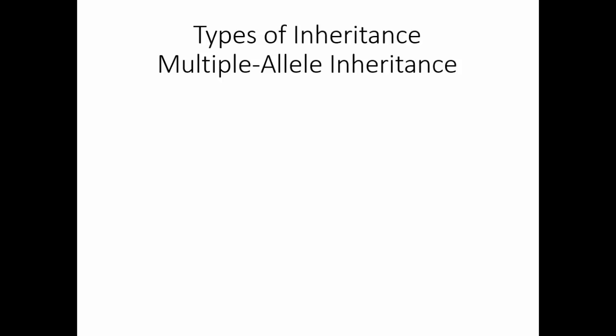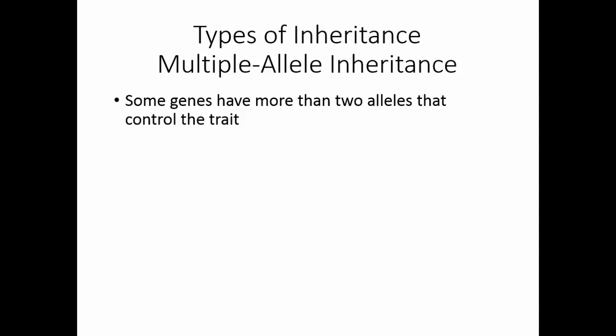Another type of inheritance is multiple allele inheritance. Some genes have more than two alleles that control the same trait. You still only get two alleles, but in the gene pool there's the possibility of several alleles. The ABO blood groups are an example of multiple allele inheritance.